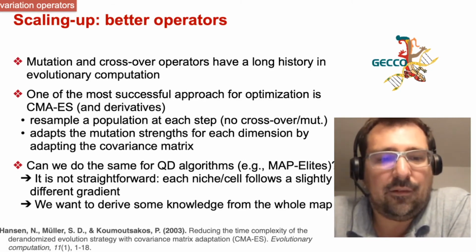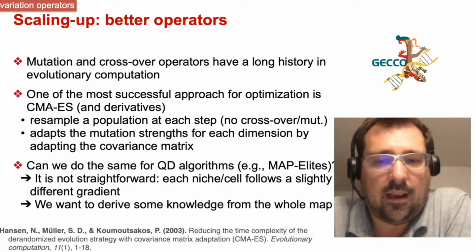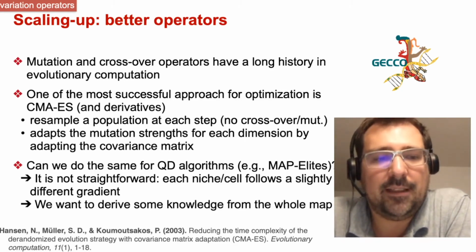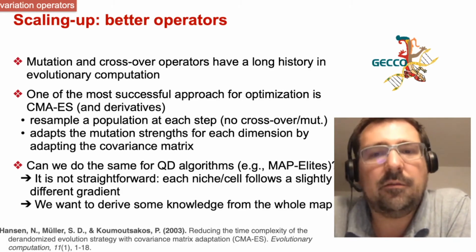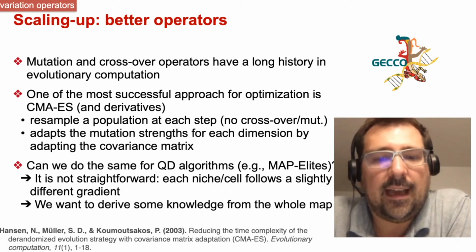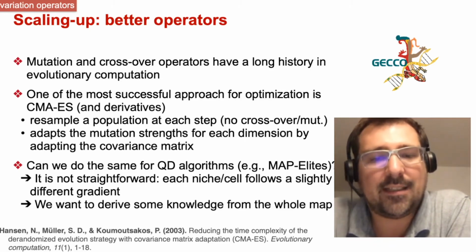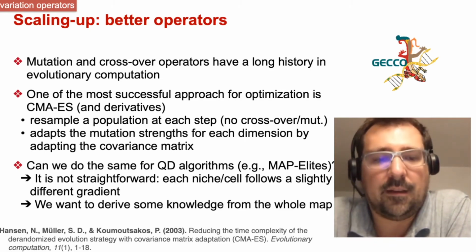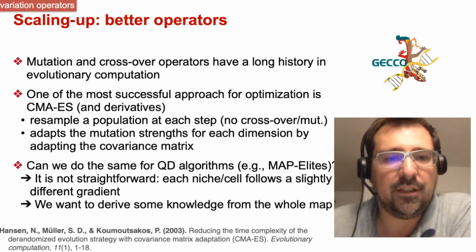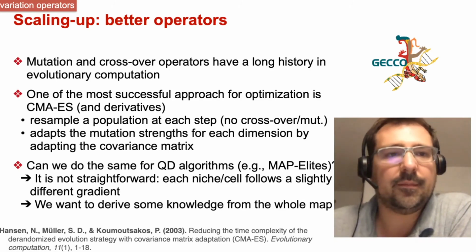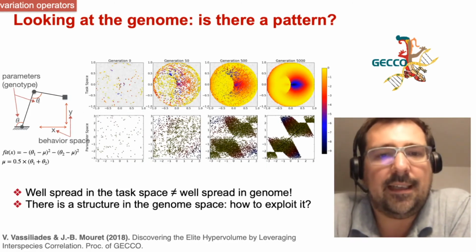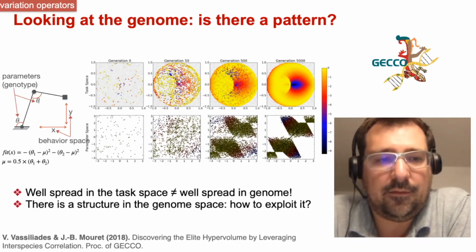It's not that straightforward because each niche or cell follows a slightly different gradient in MAP-Elites. We are like solving many tasks at the same time, so we cannot just move in the direction of the gradient. But still, we also want to derive some knowledge because we have a big map with a lot of solutions, so we should be able to extract some information from this map that we generate with a quality diversity algorithm. So we started to investigate this with a very simple model with Vassilis Vassiliades a few years ago.